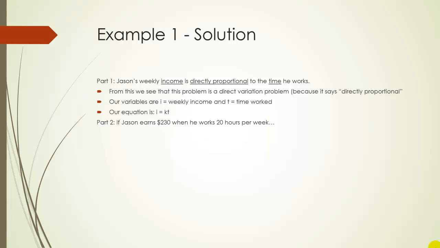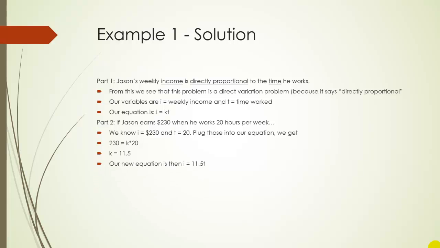So next, we have our equation to work with. Let's go to part 2. It says if Jason earns $230 when he works 20 hours per week. So the $230, that's our income, and the 20 hours per week is our time. So let's plug those in for I and t respectively, and we get that 230 equals k times 20. Next, we can just divide both sides by 20, and we get that k is 11.5. So then plugging that back into our equation, instead of I equals kt, we now know k is 11.5, so that means I is actually 11.5t.